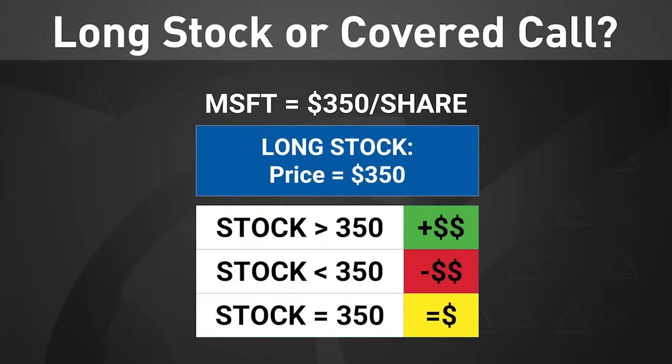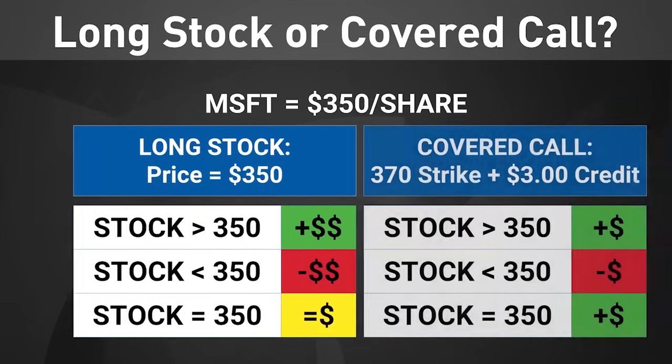So for the purposes of this illustration, I'm going to ignore the dividend that Microsoft pays, just to make the numbers a bit easier to work with. Since you own the shares in both strategies, you'd be receiving those dividends either way, so they just cancel each other out anyway from a comparison standpoint. But if you buy 100 shares of Microsoft at $350 per share, then your risk-return profile is pretty simple and straightforward. You make money if Microsoft rises above $350, you lose money if Microsoft falls below $350, and you break even if Microsoft stays right at $350 per share. Very simple, very easy to follow.